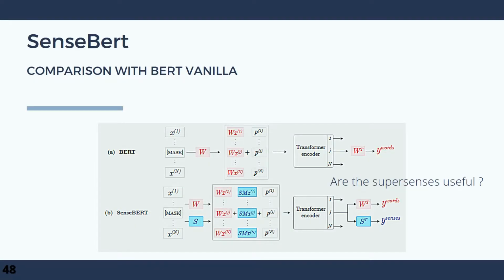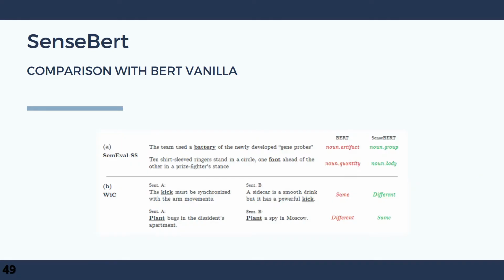So, what's so great about it? Does it bring any more information? Is it really useful? The supersenses bring more knowledge and allow to generalize notions with similar senses but not the same way of being written. SemEval-SS is a variant of SemEval word sense disambiguation, which is a dataset used to evaluate the comprehension of language. Here, the evaluation consists of predicting a category of word.